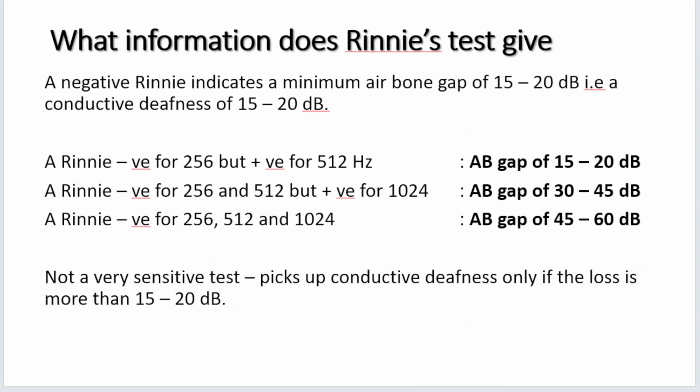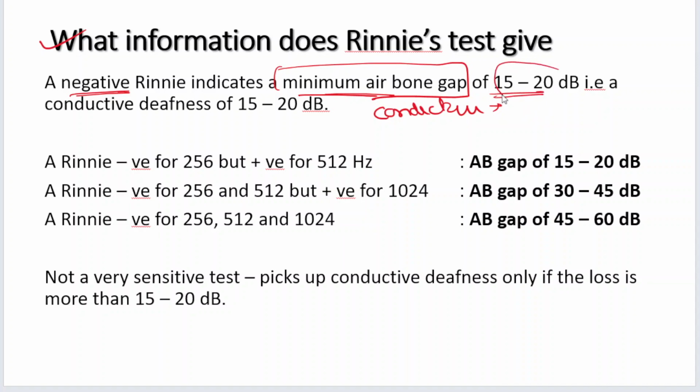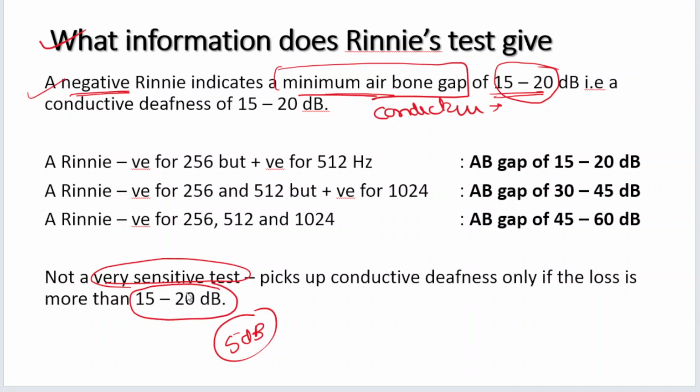Okay. Now, what information does Rinne's test give you? Rinne will become negative only with an air-bone gap. That means there is a minimum deafness, conductive deafness. When you say air-bone gap, it means a conductive deafness of 15 to 20 decibels. Only when there is a deafness of 15 to 20, it can pick it up. That's why it is not a very sensitive test. Weber's is very sensitive. It can pick up 5 decibels also. But Rinne's can pick up only if the deafness is more than 15 to 20 decibels.